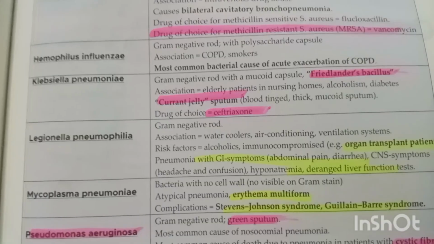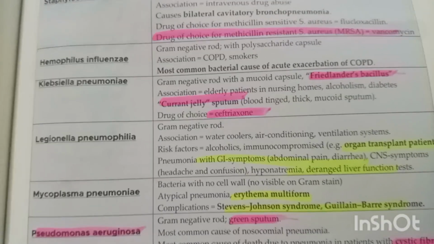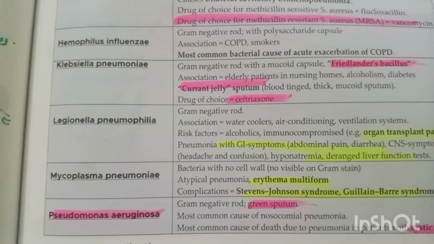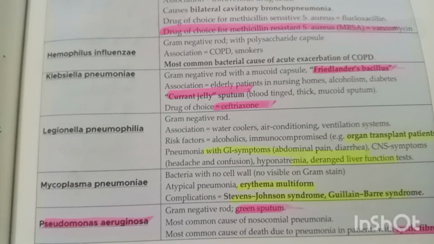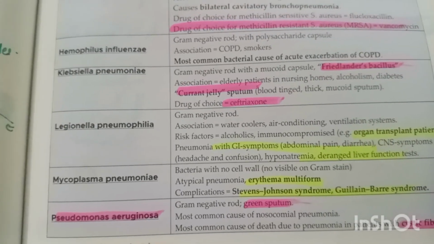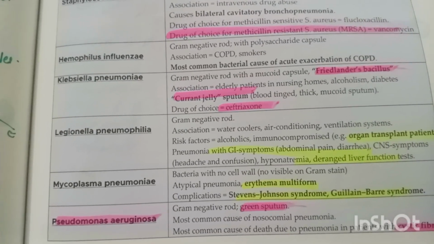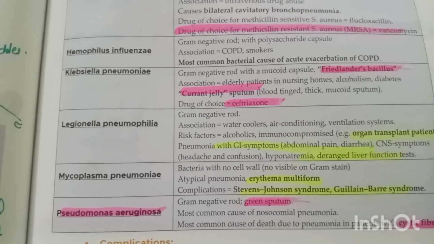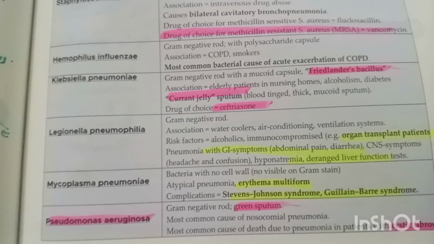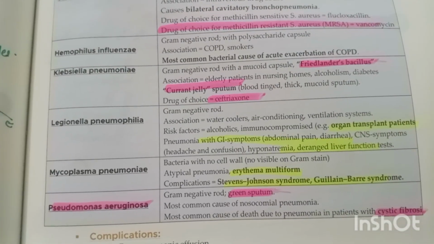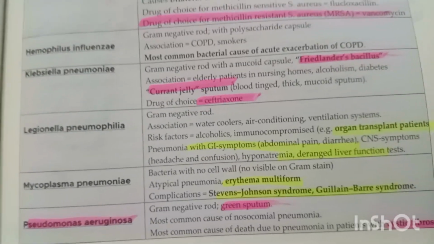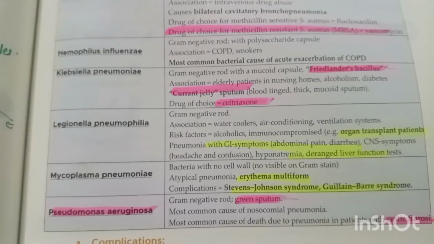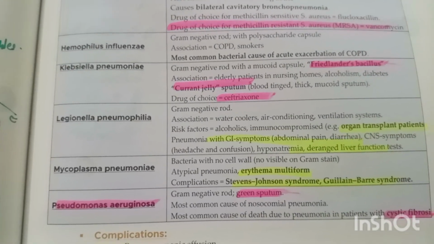He has abdominal pain, diarrhea, CNS symptoms, hyponatremia, and deranged LFTs. Mycoplasma pneumonia presents with erythema multiforme, Stevens-Johnson syndrome, and Guillain-Barré syndrome, and you know that this is an atypical presentation. Among atypical organisms we have Legionella and Mycoplasma, and you know that Mycoplasma has no cell wall. Pseudomonas aeruginosa presents with green sputum. If anywhere in the scenario you are given green sputum, and the patient has structural lung disease or cystic fibrosis, you may think of Pseudomonas aeruginosa.